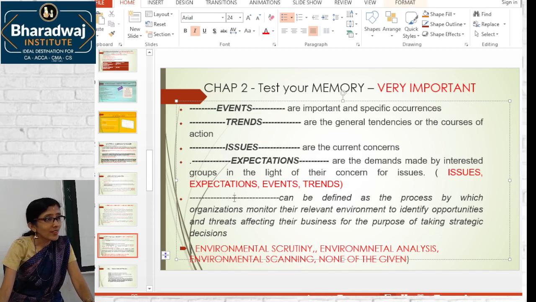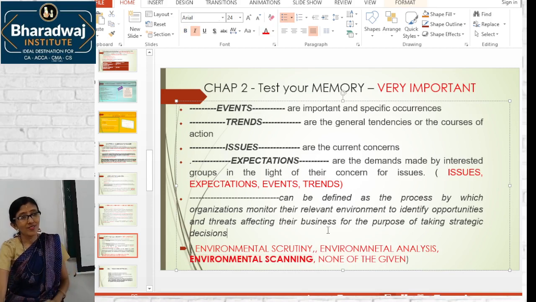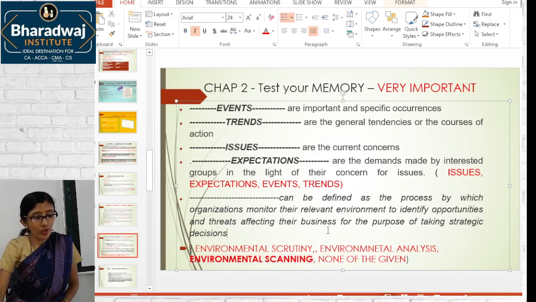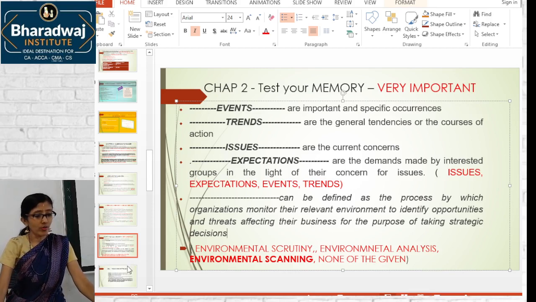Scrutiny. What is the answer? Scanning. Got it? Yes. How many of you got 5 on 5? Yes. How many? Four people. Four people have got 5 on 5. Very good.